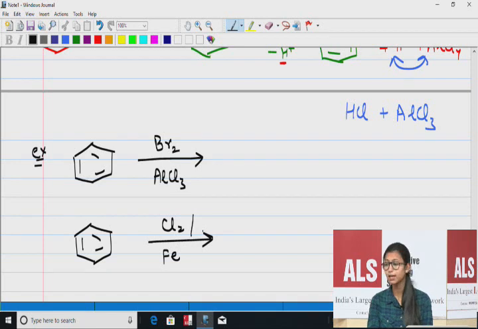You know, we used to write FeCl3 or Fe also. The same reaction takes place. Tell me the answers. You don't need to write the complete mechanism again. Only write down the products. That's it.